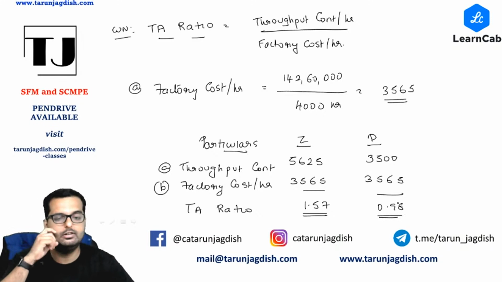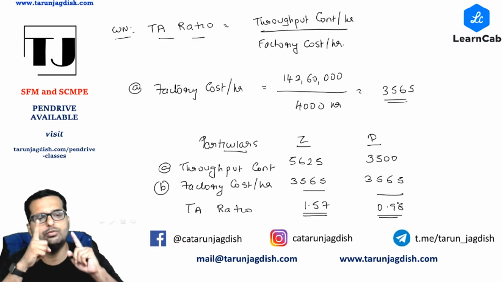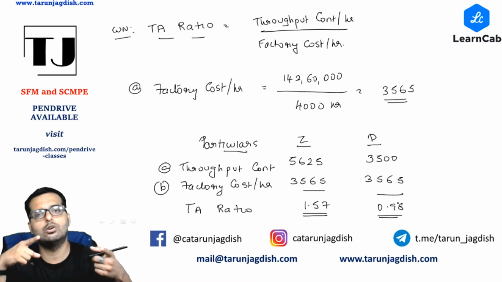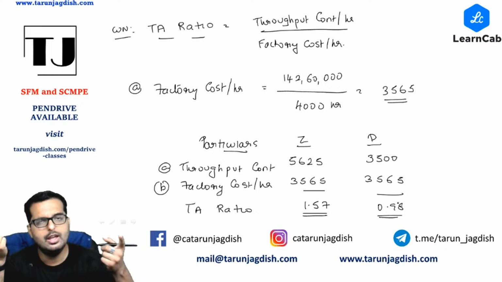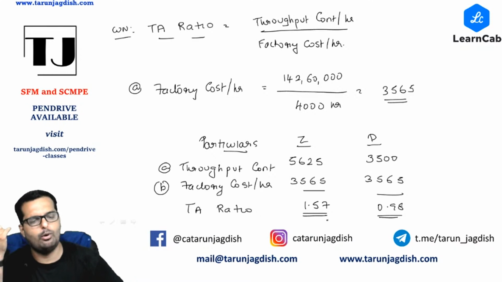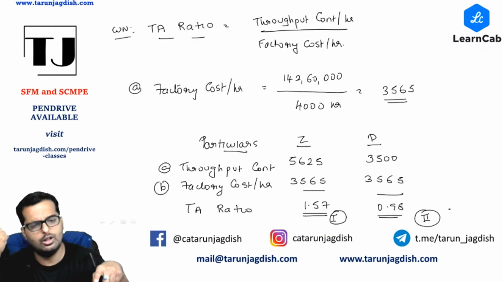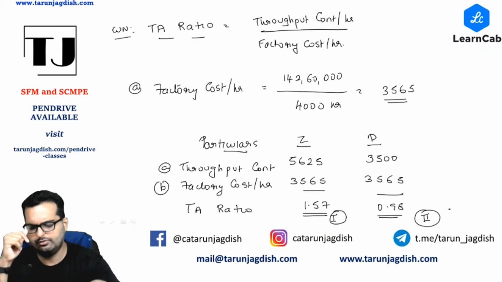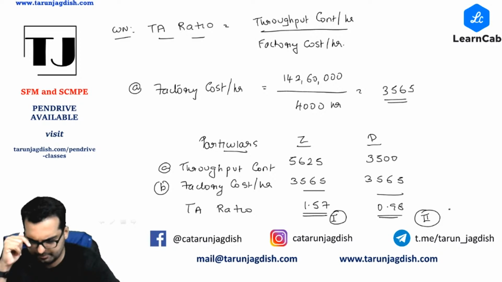The logic of this is, for every 1 rupee of factory cost, Z is getting a contribution of 1.57, and for every 1 rupee of factory cost, D is getting a contribution of only 0.98. So ranking wise, it will be rank 1, rank 2. Is this the same rank we got earlier also? Please write down this, after which I'll go to the next part.